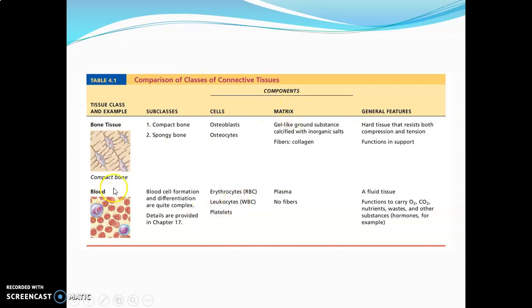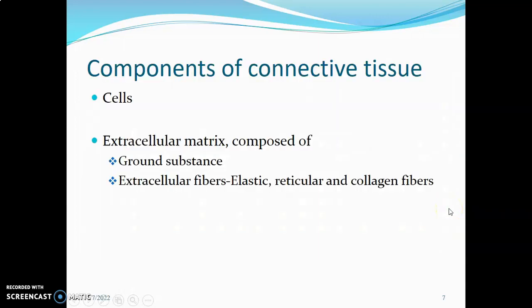What is contained within the matrix of blood? We have plasma, which is the fluid part of blood. Blood does not have fiber, okay? It's the connective tissue that has no fiber. So blood is a fluid tissue. It helps to carry oxygen, carbon dioxide, nutrients, waste, and other substances such as hormones.